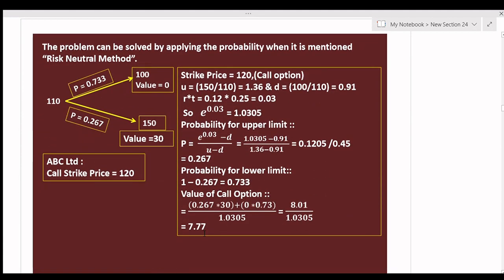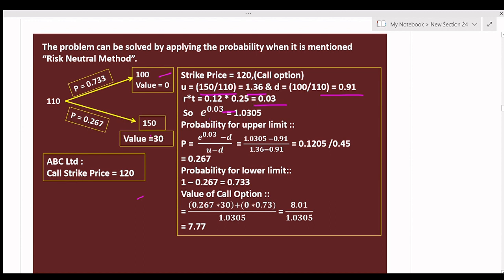The problem can be solved by applying the probability when it is mentioned risk neutral method in the question. So here you will draw the diagram first. Spot price is 110 and upper limit value is 150 and lower limit value is 100. So U is equal to 150 by 110 is equal to 1.36 and D is equal to 100 by 110 is equal to 0.91 and RT it will be 0.03.